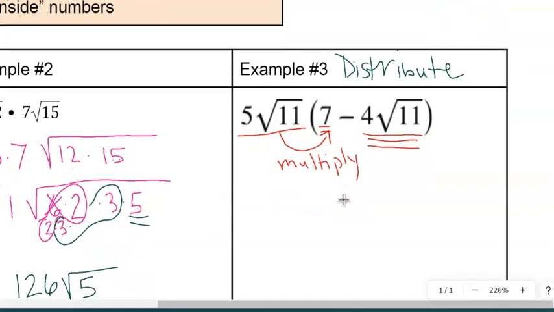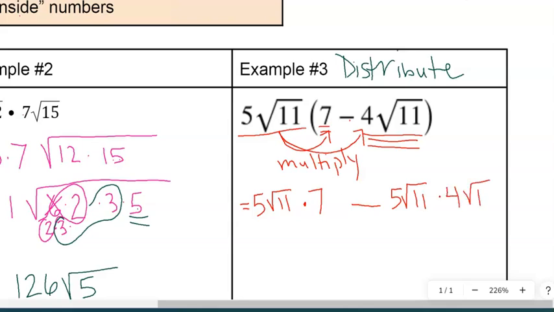So if I write this out, we've got 5 root 11 times 7. I use the sign between the two terms, and then I'm going to multiply the outside term times the second term. So 5 root 11 times 4 root 11. I've already accounted for the minus in my problem. And so that's distributing. So now we've taken one problem and we've kind of turned it into two of the problems that we just got done.